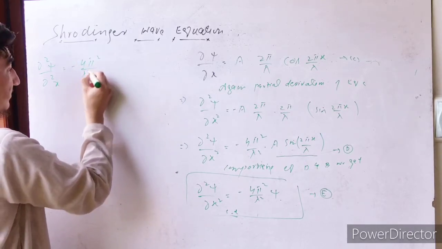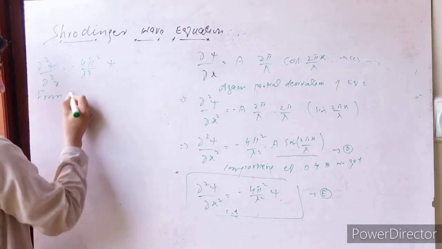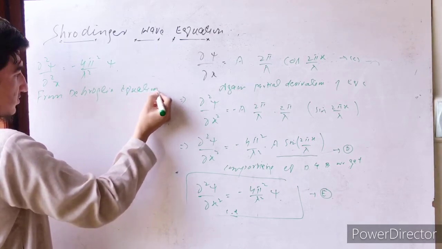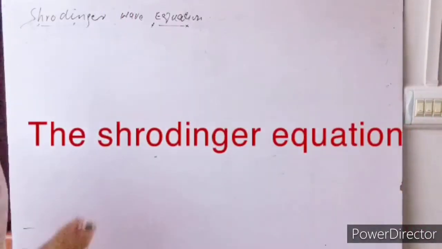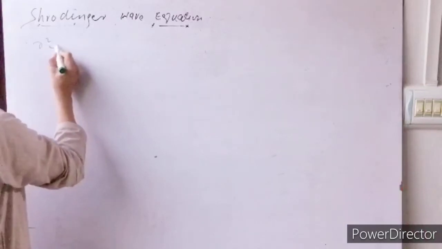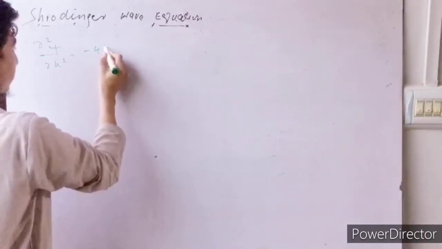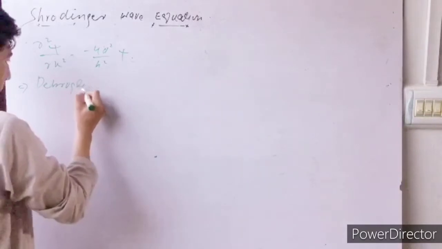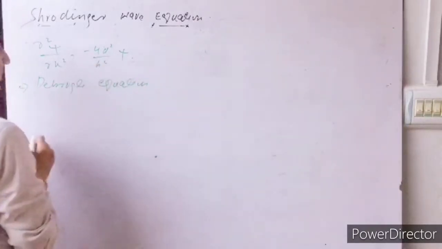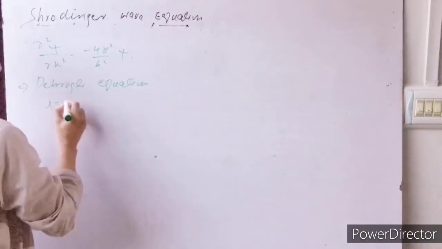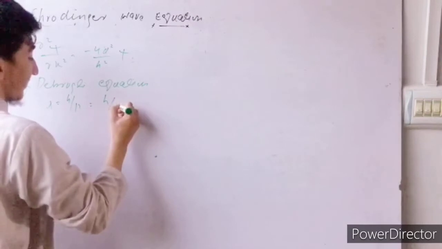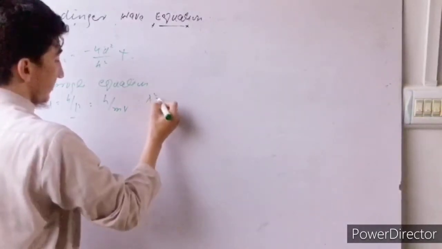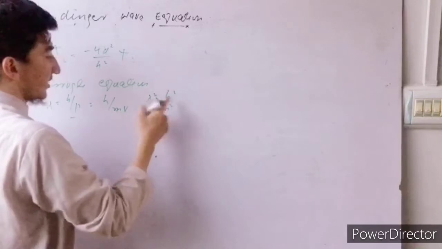4 pi square divided by lambda square psi. It's from de Broglie's equation. From the de Broglie equation, we know that lambda is equal to h divided by p, which in turn is equal to h divided by mv, where m is the mass, v is the velocity and p is the momentum. From this we conclude that lambda square equals h square divided by m square v square.